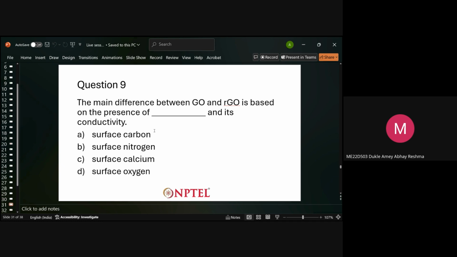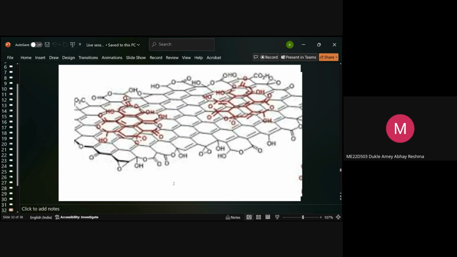The main difference between graphene oxide and reduced graphene oxide is based on the presence of dash and its conductivity: surface carbon, surface nitrogen, surface calcium, and surface oxygen. So basically, you can see this is the difference between the reduced graphene oxide and graphene oxide.